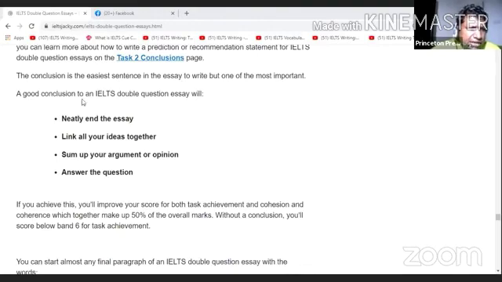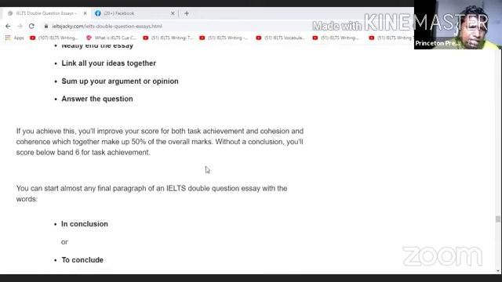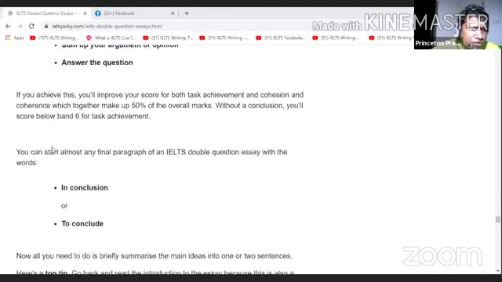Neatly end the essay. A good conclusion will neatly end the essay, link all your ideas together, sum up your argument or opinion, and answer the question. If you achieve this, you will improve your score for both task achievement and cohesion, which together make up 50% of the overall mark. Without a conclusion, you will score below band 6 for task achievement. You must write a conclusion, must.